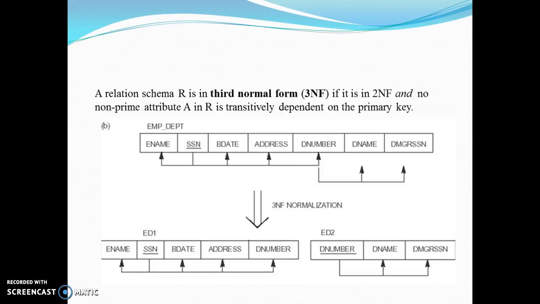So here we have seen that in this normal form, a relation violates it if a non-prime attribute is transitively dependent on the primary key, but here there is no transitive dependency. So each and every non-prime attribute is fully dependent on the primary key. One more thing is there: here it is already in its 2NF. So we may say that if we get any relation in 3NF, then it is already in 2NF.